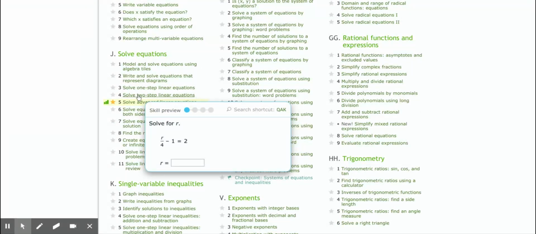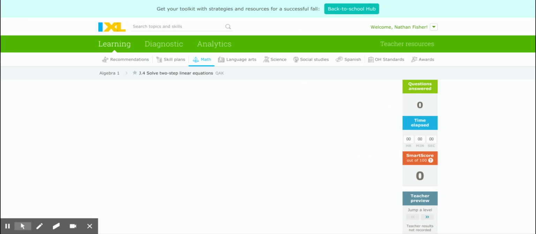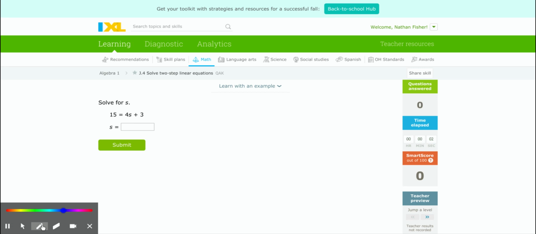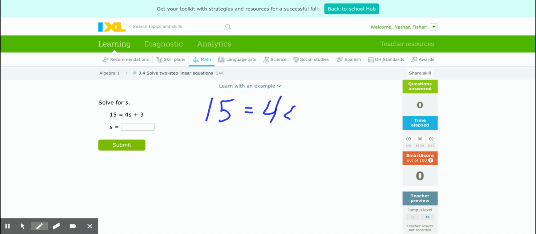I think if you see what's going on in J4, J5's fine. You're just putting more pieces together. This actually has a similar strategy, but we'll kind of talk through it. So I have 15 equals 4s plus 3. If you notice in the title of this one, it's two-step equations, meaning we got to get rid of both that 4 and the 3.